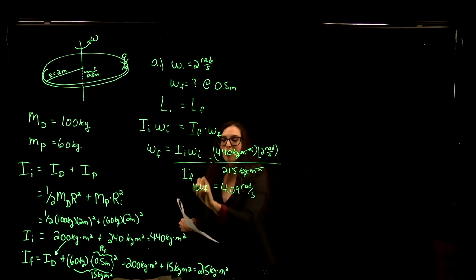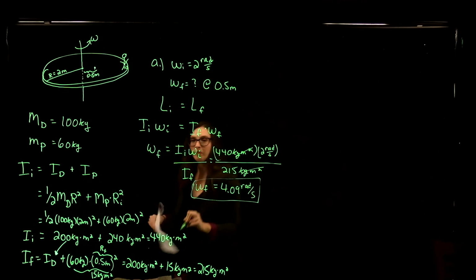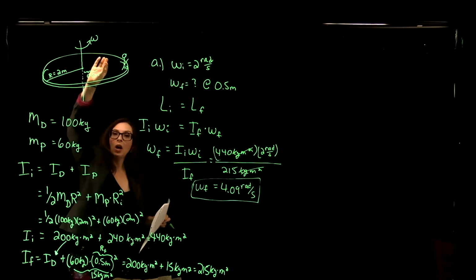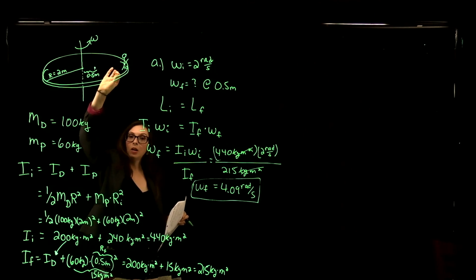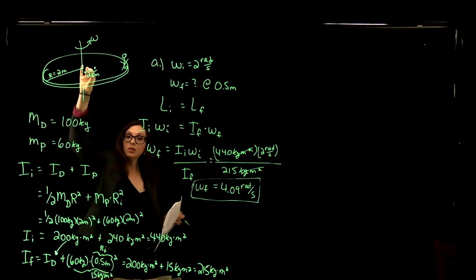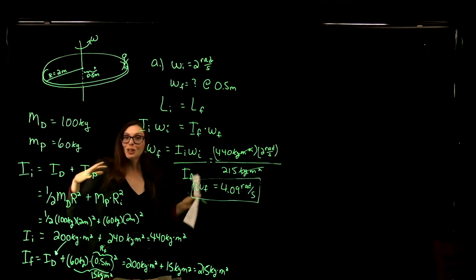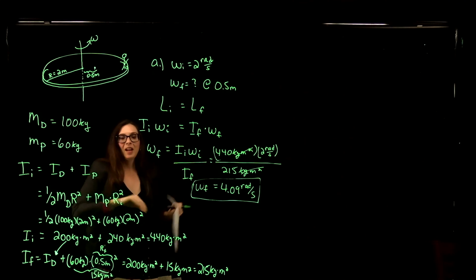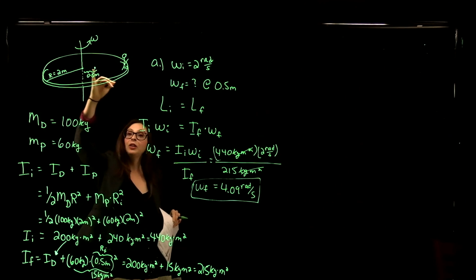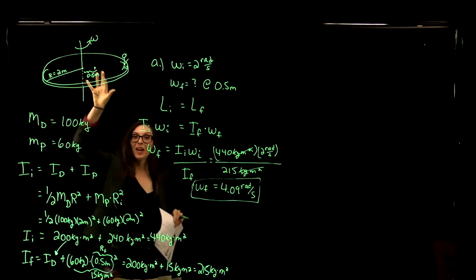So when we conserve angular momentum, whenever this person walks from the edge of the merry-go-round toward the center, they end up actually spinning up the system. The angular speed of this disk as it's rotating increases.